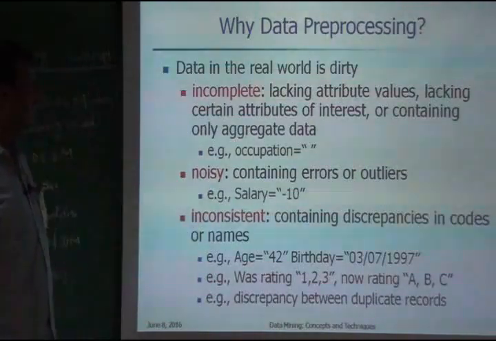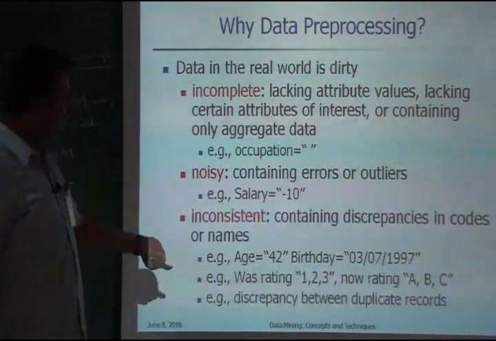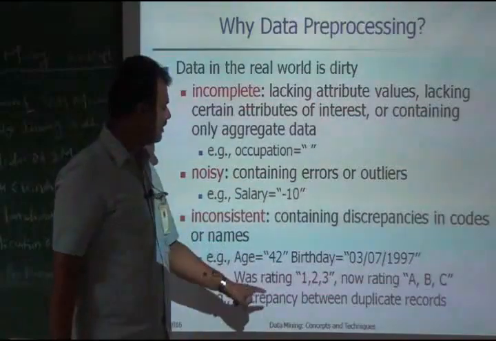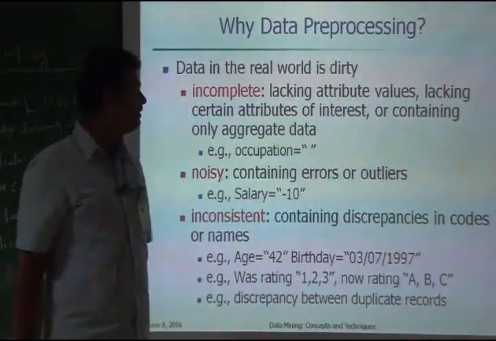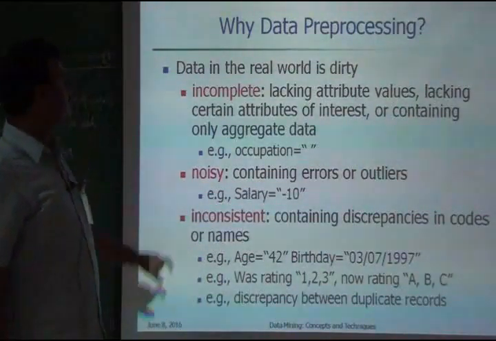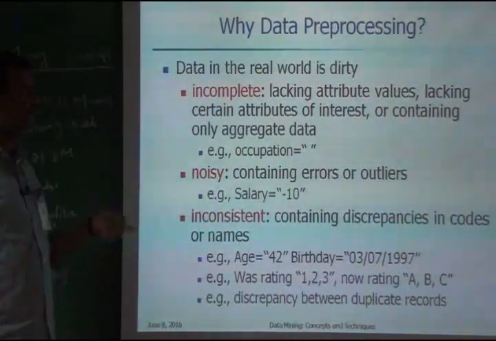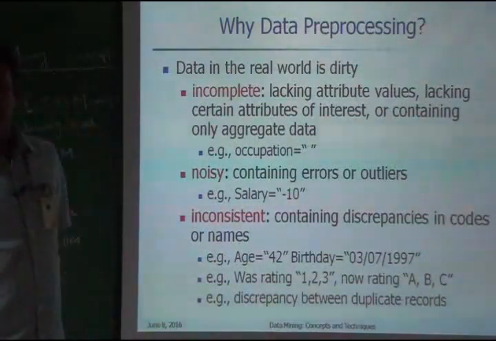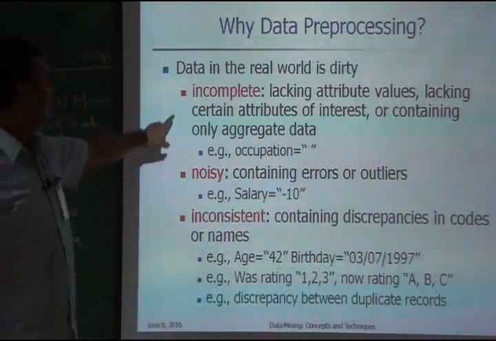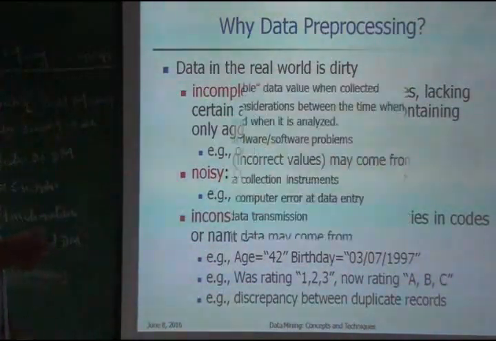The last one is inconsistent data. It contains discrepancies in code. For example, in some places we use age equals 42, and in some places we use birthday equals 3/7/1997. It would be confusing. So why do we go for data pre-processing? The data in the real world is dirty: incomplete data, noisy data and inconsistent data. We are going to remove the incomplete, noisy and inconsistent data.